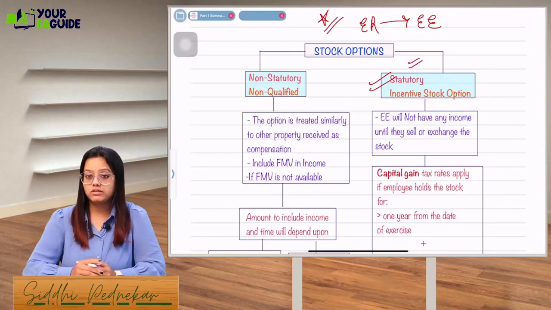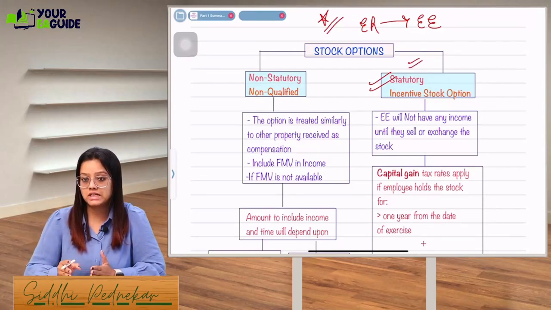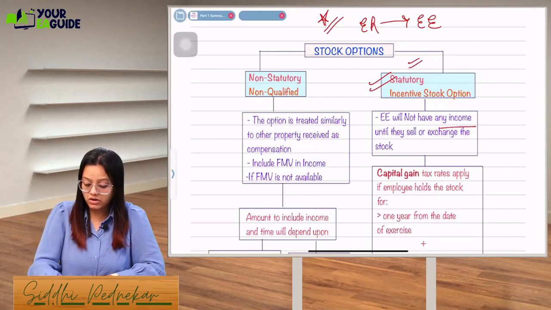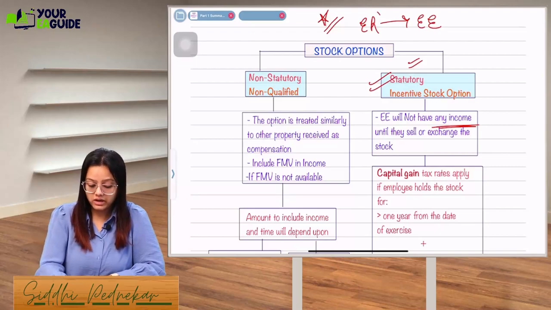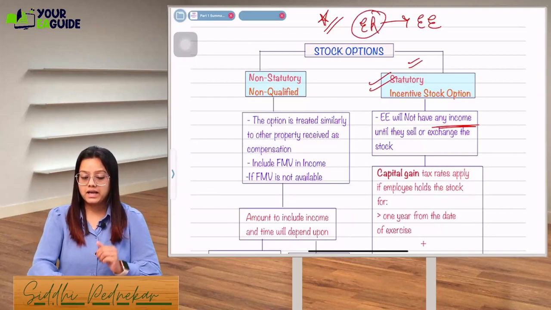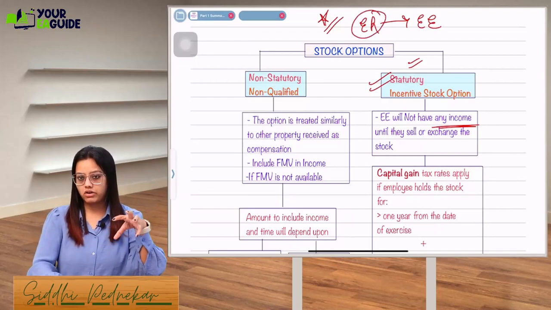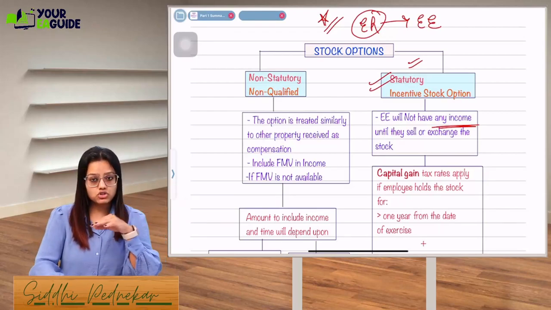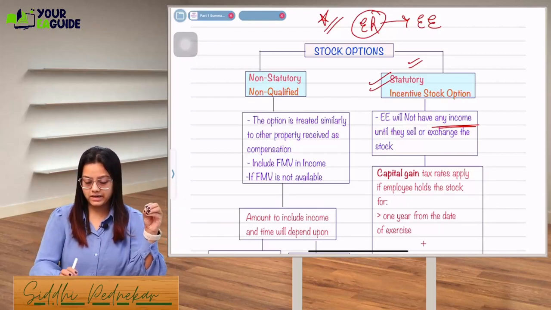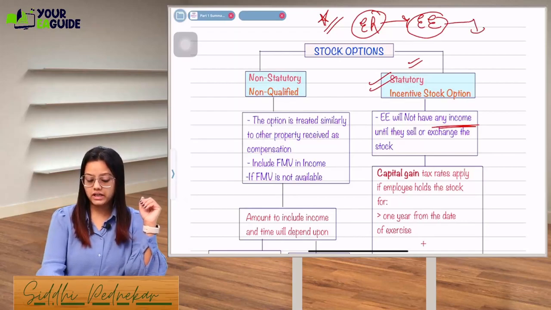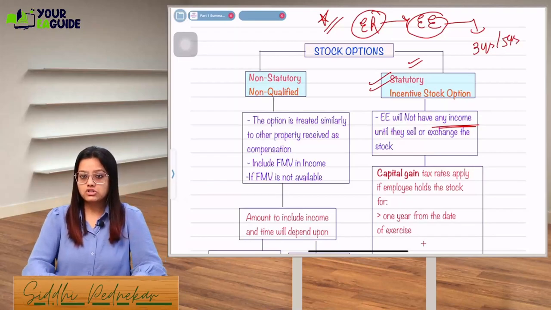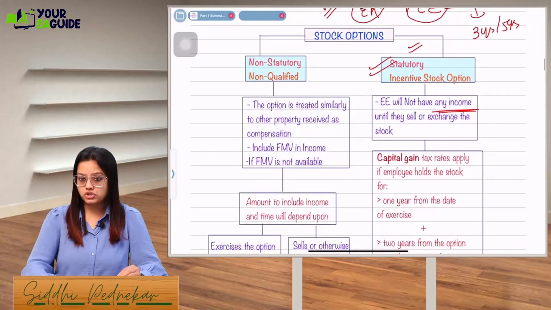Let's read about the second one, that is statutory or incentive stock option. Employee will not have any income until they sell or exchange the stock. Let's say employer has granted particular shares and securities to the employee, and there is no restriction. They can sell at any time, but let's say employee is not selling it right now. They are going to sell it in the future, let's say after 3 years or 5 years. So it's an incentive stock option.